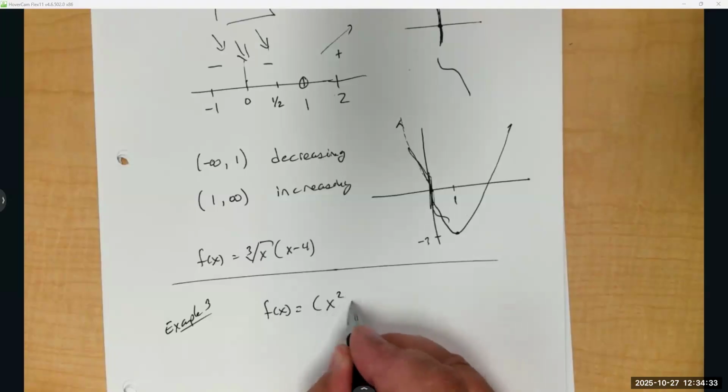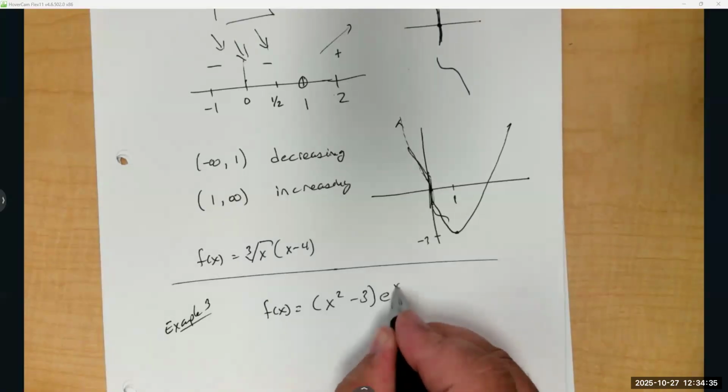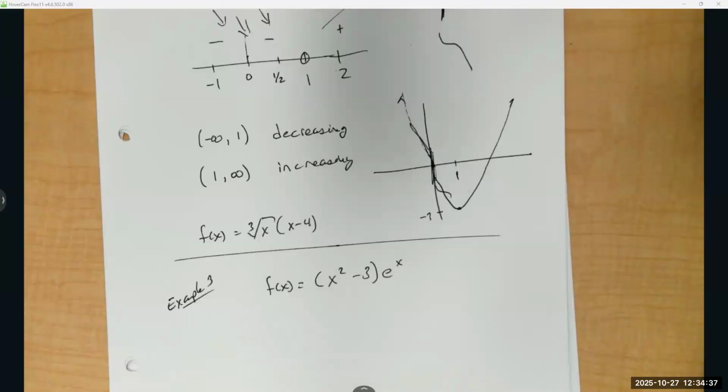Let's look at this one. Find where it's open and increasing and decreasing.